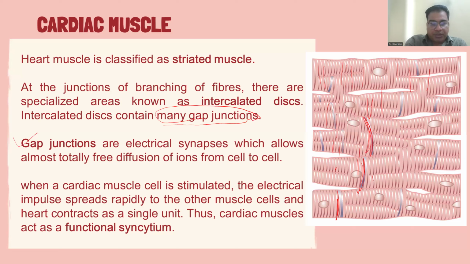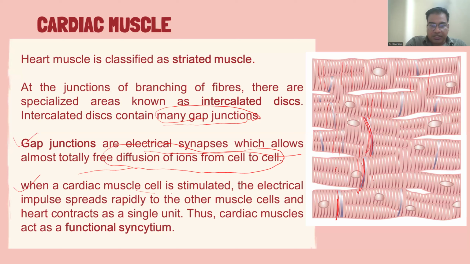Now come to the gap junction. Gap junctions are electrical sinuses which allow almost totally free diffusion of ions from cell to cell. So this is a very important property of these gap junctions, that they allow free movement of ions from cell to cell. So what will be the benefit of free diffusion of ions from cell to cell?